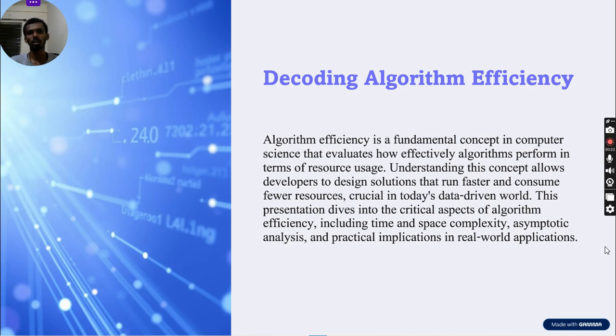The subject for today's video is Analysis and Design of Algorithms. And the topic for today's video is Analysis of Algorithm Efficiency.